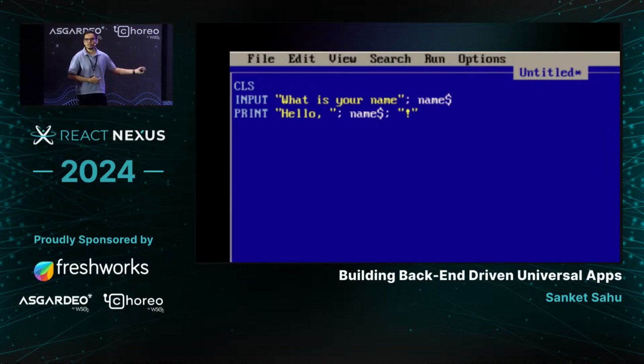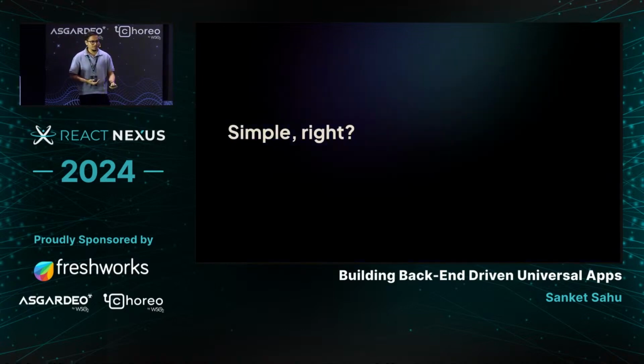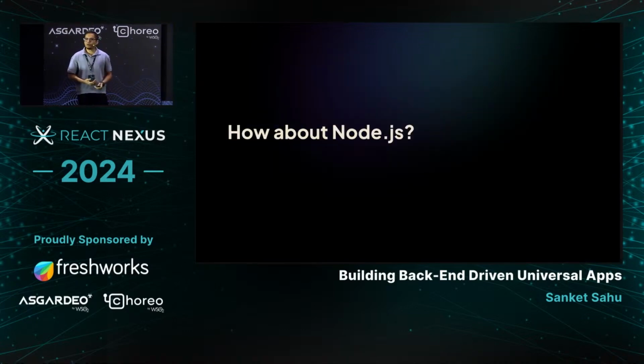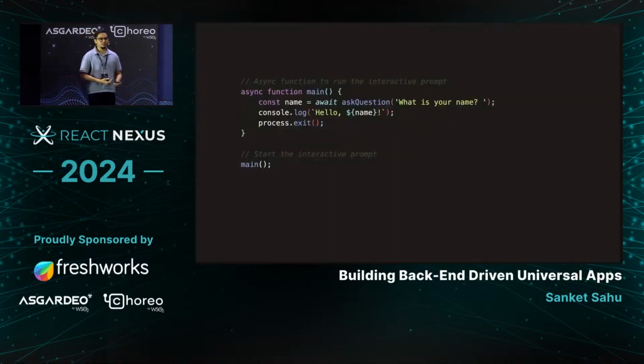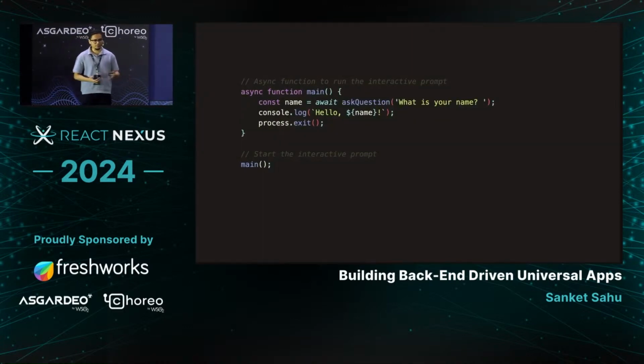And this was my introduction, and that's what got me excited about computers. I can build CLIs. Pretty simple. How about Node.js? So I tried to build the same in Node.js, and again, 3 lines of code here: await ask question, what is your name, and then console log hello, the name, and process.exit. That's in a main function, and I execute that.